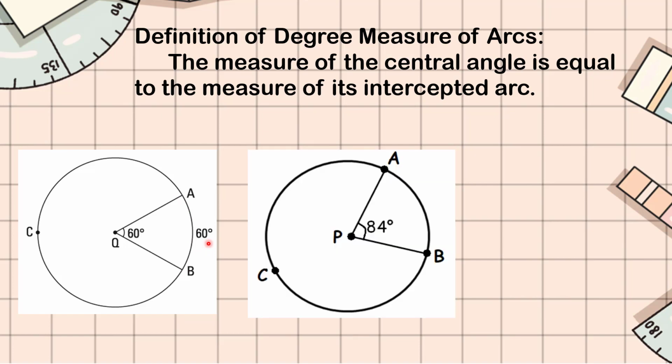Let's have another example. Angle APB is an example of central angle because its vertex is on the center of the circle. If the measurement of angle APB is given as 84 degrees, what do you think is the measurement of arc AB?